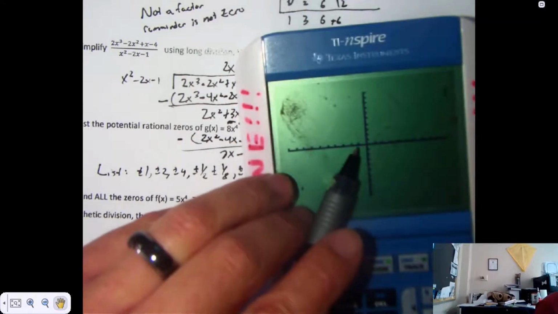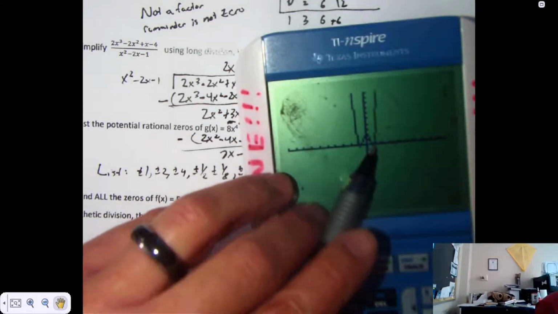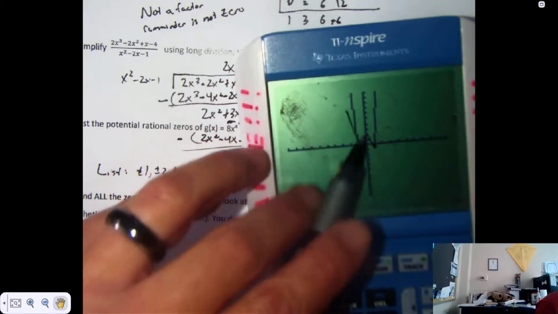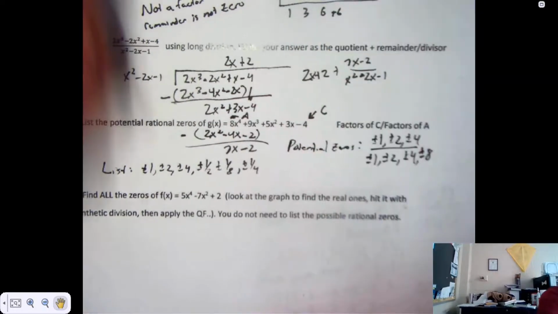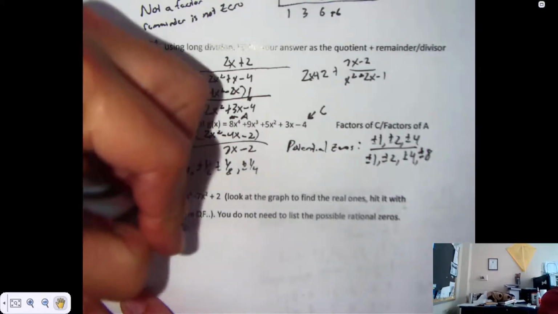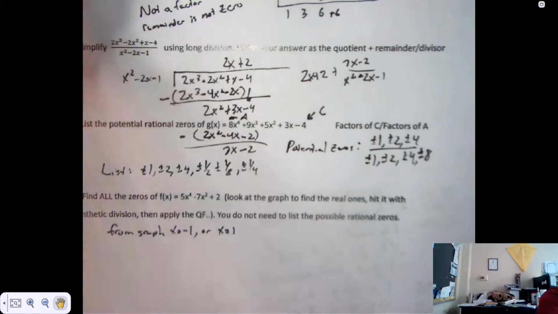I think I saw it cross through -1, and I saw it cross through +1. Did you guys see that? You might have to look at your calculator when it's doing that, but I was trying to pay attention as it drew it. So from the graph, x equals -1 or x equals 1.